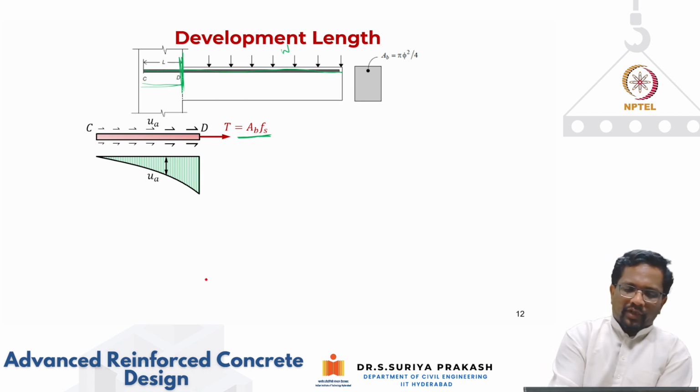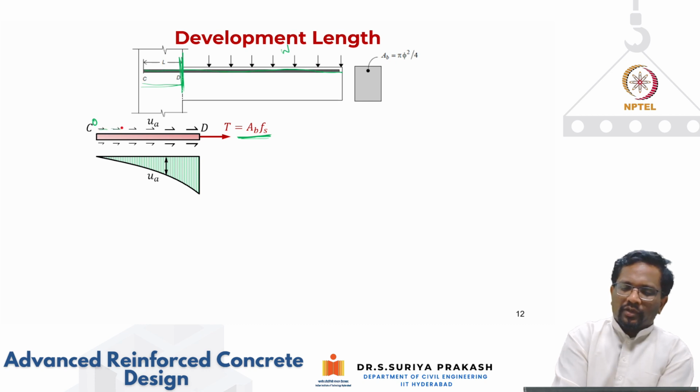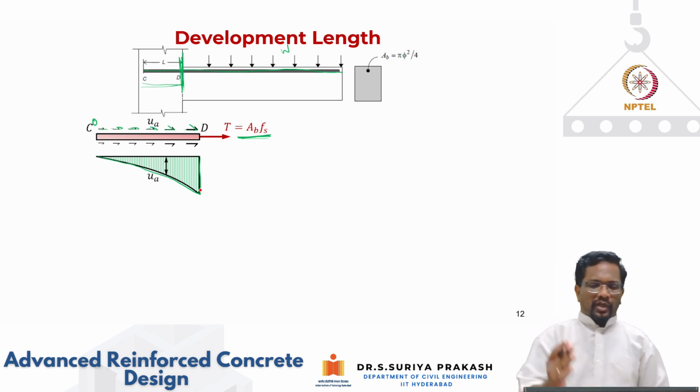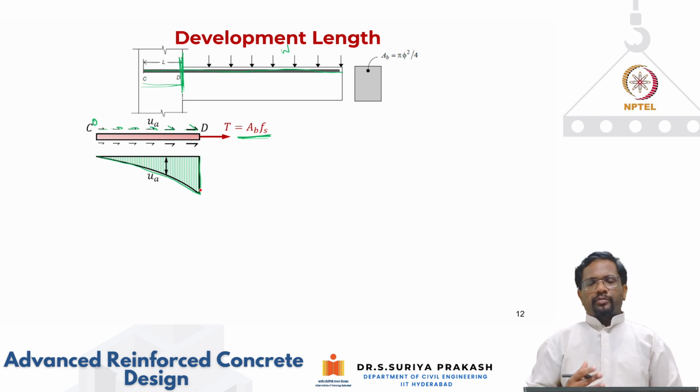Now, we know that at this location it is 0, and I have developed a tension force of this. So this difference in tension has to be accounted for by the bond stress that is going to develop. The bond stress initially will be 0 and it will keep on increasing like this. That is how the variation of the bond stress is drawn. It is going to increase in a non-linear fashion, and you're going to have a maximum bond stress at the location D, where you're going to develop this maximum tension.